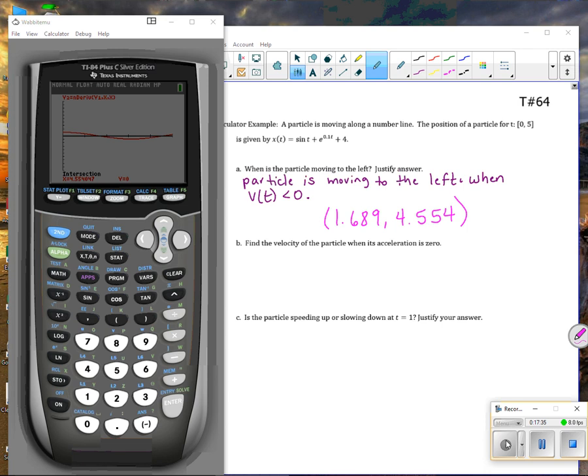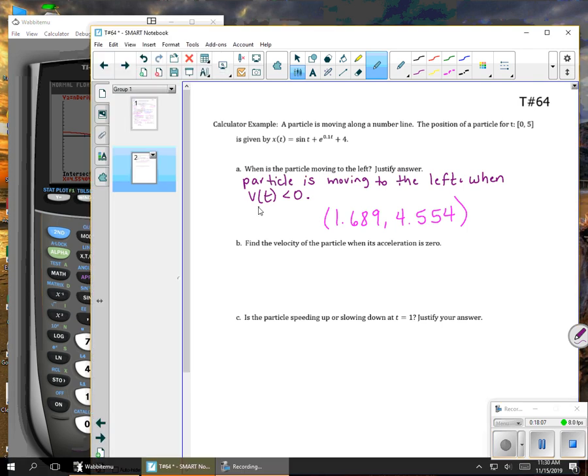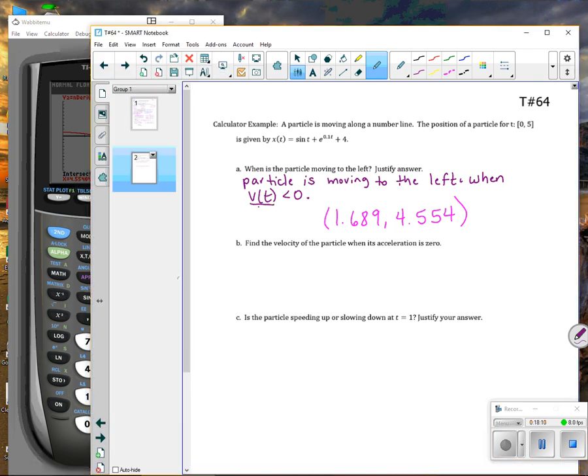All right, for the next one, it says find the velocity of the particle when its acceleration is 0. Now I want you to think about what you would do if you were doing that by hand. You would have to figure out when the acceleration is 0, and then you would plug it into the velocity equation. Now let's remember a few things. And first of all, I probably should state somewhere, notice I said that v of t, I might write down that this is true.